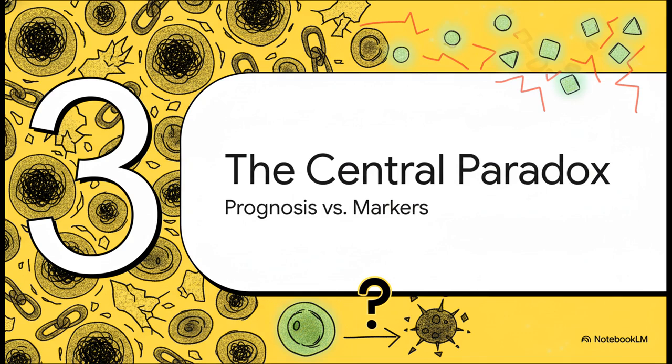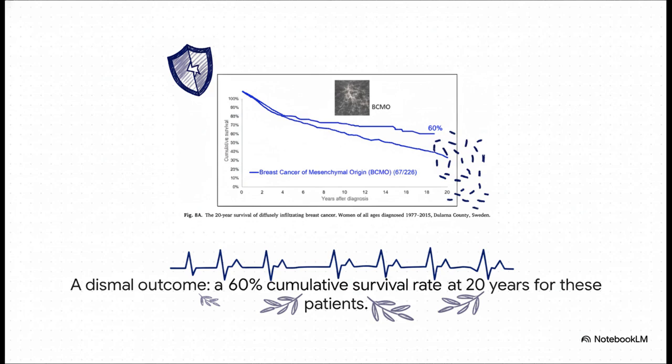So now we come back to that central paradox. We've seen what this cancer looks like, but why is it so deadly when its traditional biomarkers often look, well, reassuringly favorable? Let's just start with the bottom line. This Kaplan-Meier curve, which is based on decades of follow-up data from Dalarna County, Sweden, is, well, it's sobering. Women diagnosed with this diffusely infiltrating cancer have only a 60% cumulative survival rate at 20 years. That is a truly dismal outcome.